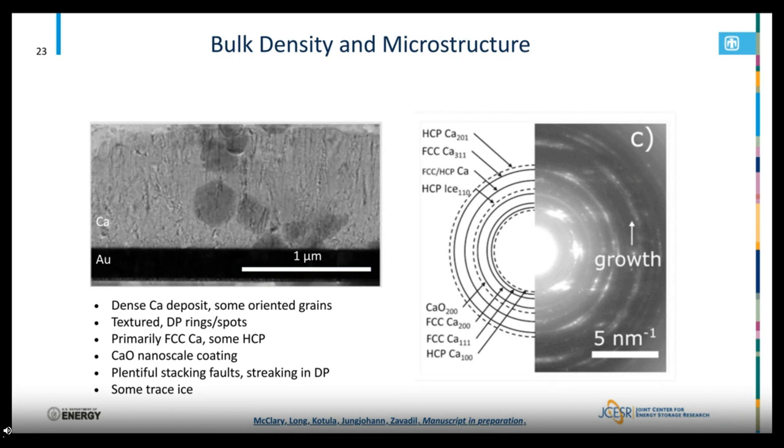And if we look at a selected area diffraction pattern on the right, we have lots of rings that when we index, they index to HCP and FCC calcium, so this is all consistent. And there's also a diffuse calcium oxide ring hidden in there as well, which we believe is on the front and back of the lamella, and that's just some trace oxidation. But what this diffraction pattern tells us is that, one, we have a very textured deposit, which is to be expected with a textured electrode, but we also have a lot of stacking faults, and that's evident in the streaking in the diffraction pattern. And that's to be expected when you have a dual FCC-HCP phase system.